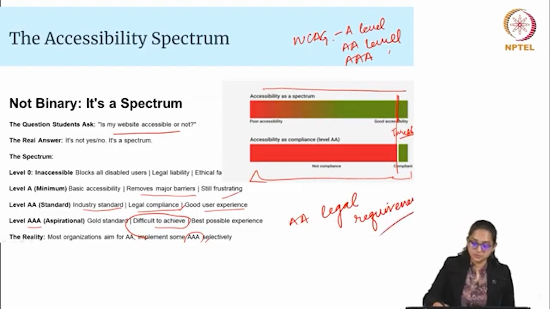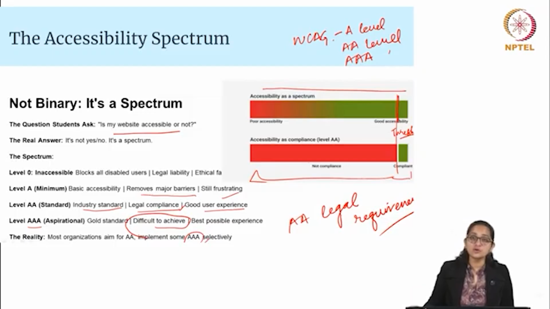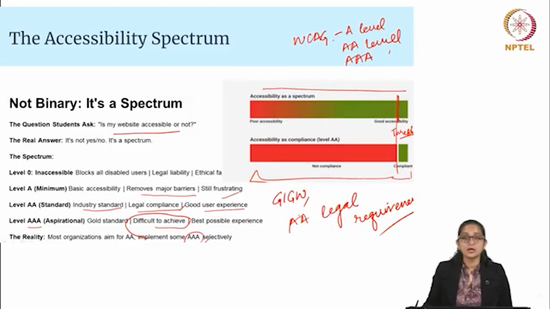right? So again, from a legal perspective as well, we have spoken about the RPWD Act in the initial weeks. We have also spoken about the GIGW benchmark, which is also the same as AA WCAG level compliance.